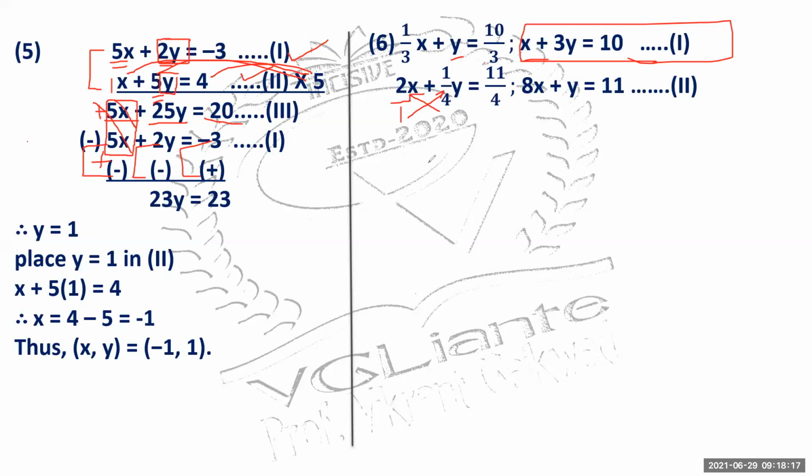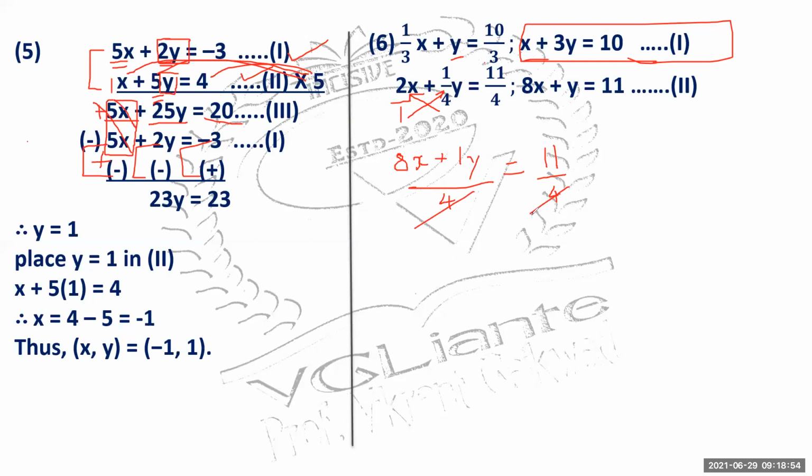So you get 8x plus y upon 4 equals 11 upon 4. So what you can do is cancel the 4 which is on the opposite sides.